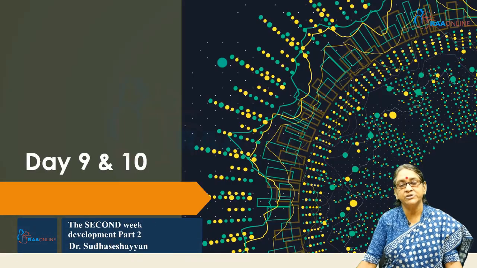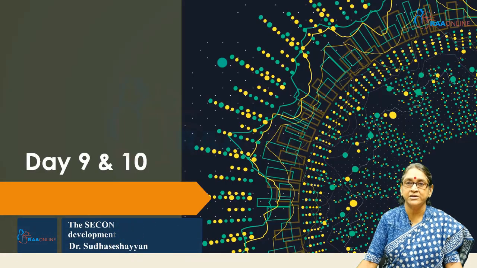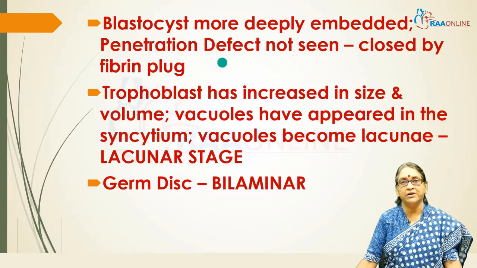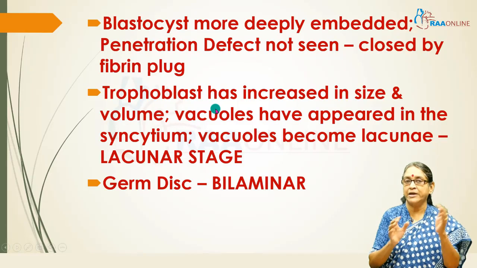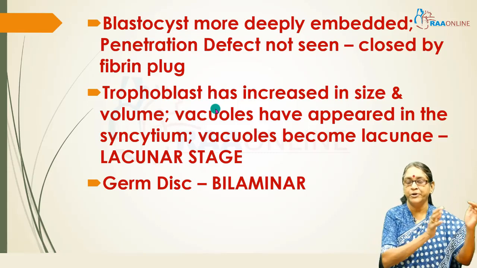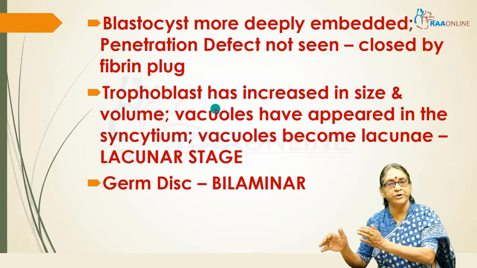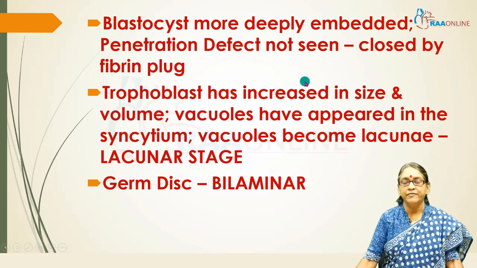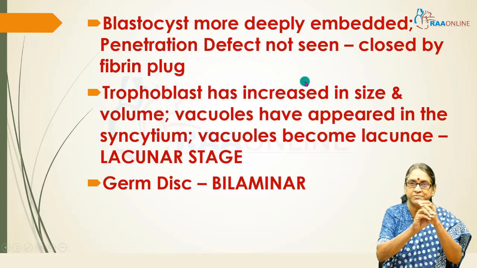What now happens on days 9 and 10? That again is second week. Now we'll follow the pattern that we've been following: component 1, component 2, component 3. Component 1 involves the blastocyst. Blastocyst more deeply embedded. There should be a penetration defect.